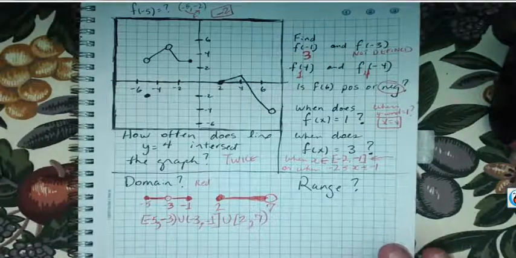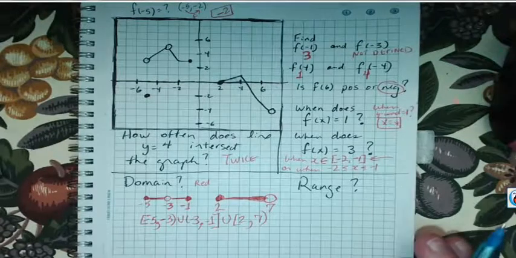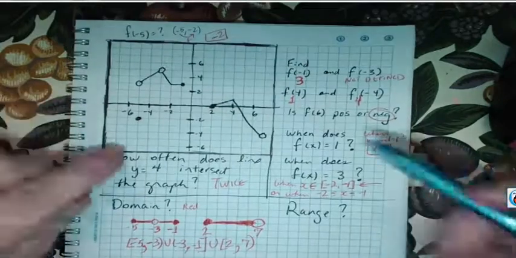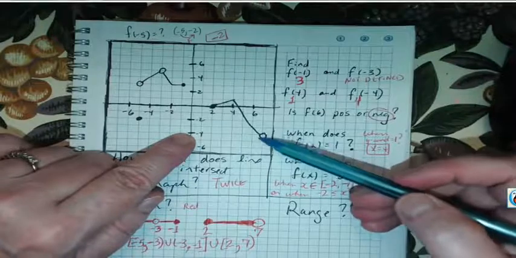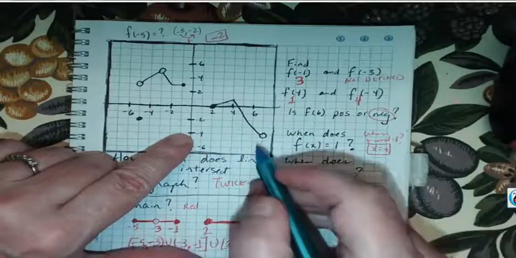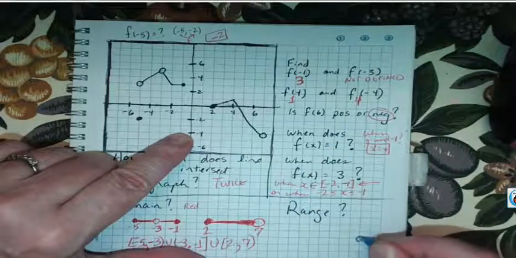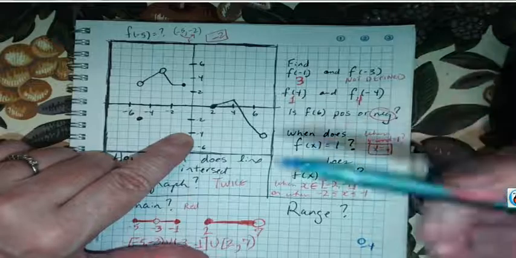What about the range? The range, we use the y-axis to measure how tall. So where's the bottommost point? Well, if that one was there, it would be there. So we're going to start at -4, but we do not include it. So I'm using the y-axis to measure how tall.